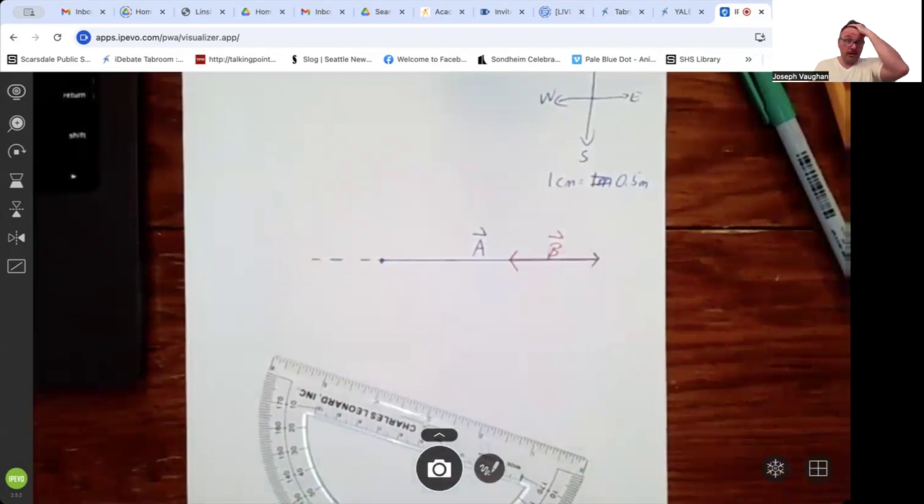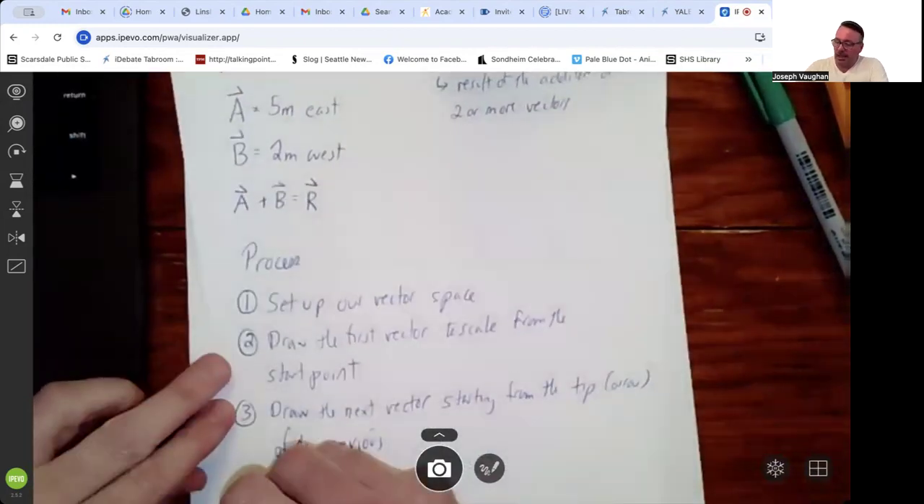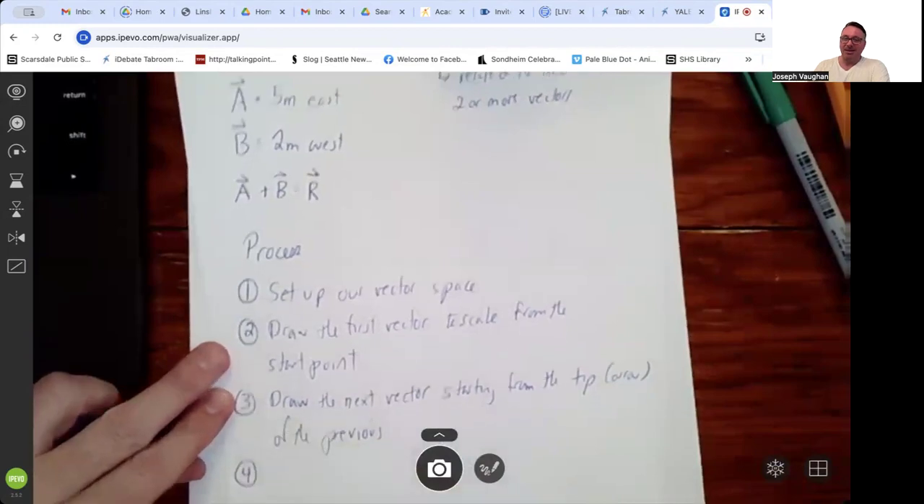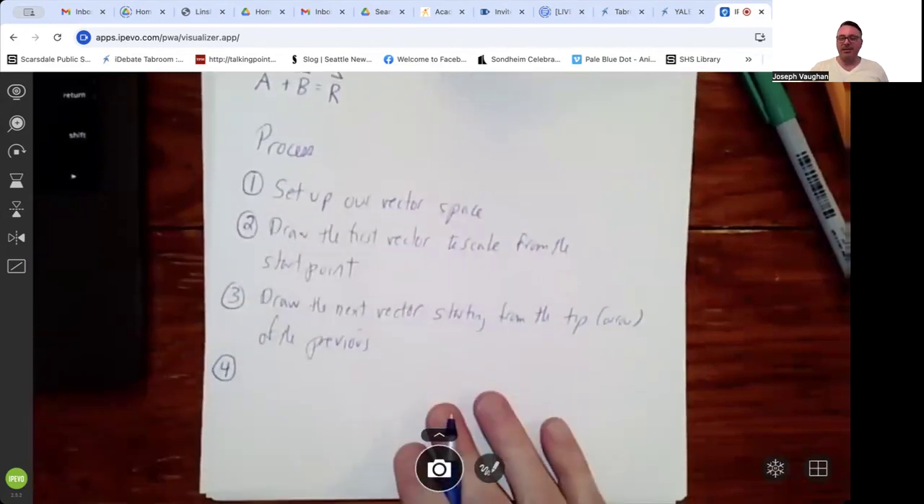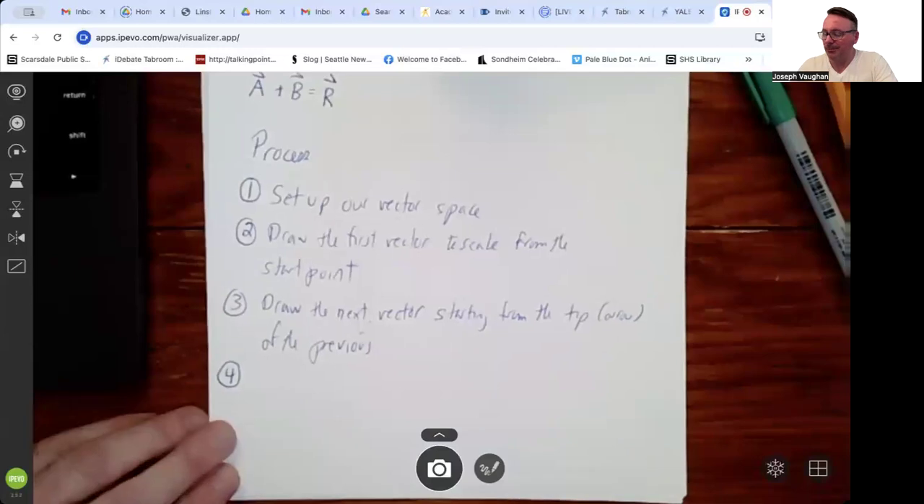So we're not done yet because I need an answer now. So I'm going to skip step 4, and we're going to talk about what that is a little bit later. You might have seen some ways that I phrased this. I didn't say draw the second vector, but we'll see that in a second.